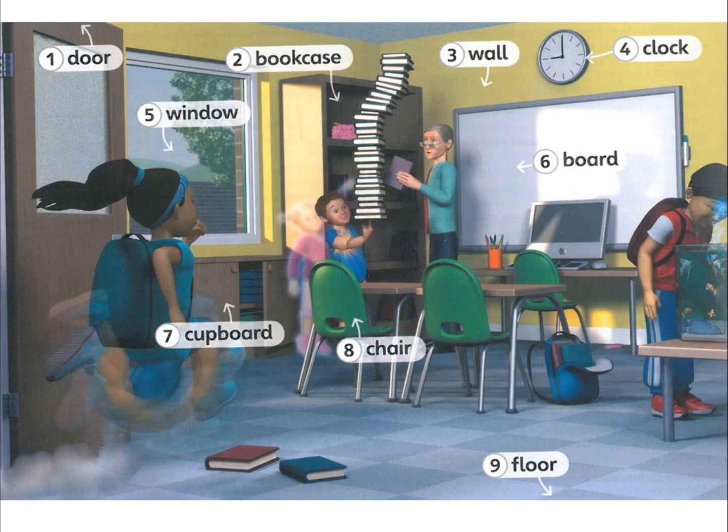Let's say together. Number one, door. Door. Number two, bookcase. Bookcase. Number three, wall. Wall. Number four, clock. Clock. Number five, window. Window. Number six, board. Board. Number seven, cupboard. Cupboard. Number eight, chair. Chair. Number nine, floor. Floor.